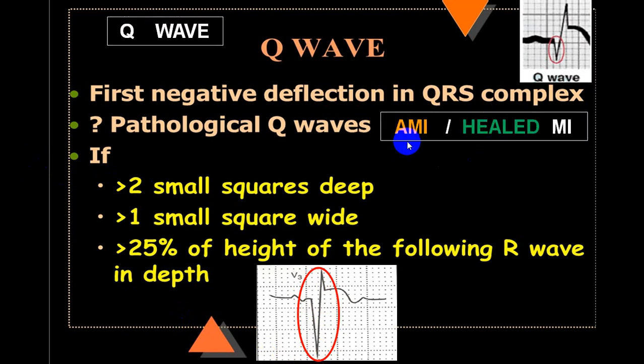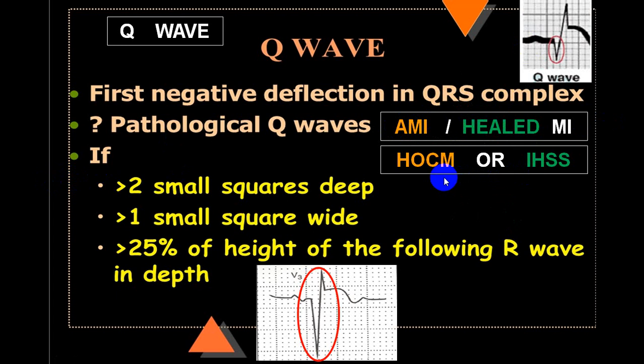Now in which condition do you get that? The classical example of a deep and broad Q wave is acute myocardial infarction, that is, acute onset of myocardial infarction. It is also seen as a deep wave like this in a healed myocardial infarction. But this will be present in a STEMI. In a non-STEMI, you don't get a Q wave infarct. This is only present in a STEMI. So acute myocardial infarction of the STEMI variety will show you a Q wave during the acute stage and also during the healed stage. Another condition where you will get a quite prominent Q wave is hypertrophic obstructive cardiomyopathy.